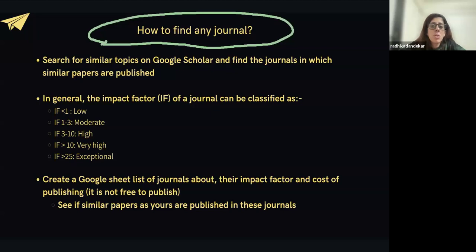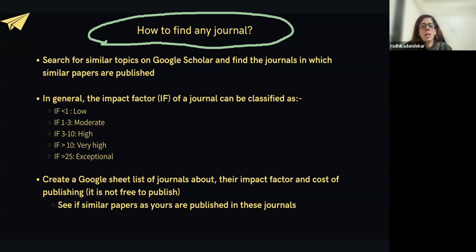And then how do you decide which journal to submit to? You decide that using two factors. The first is the impact factor of a journal. An impact factor basically depends on the number of citations that a particular journal has. For undergrad students, I would say an impact factor of 1 to 3 or 3 to 10 is considered perfectly fine. And the next is the cost of publication.